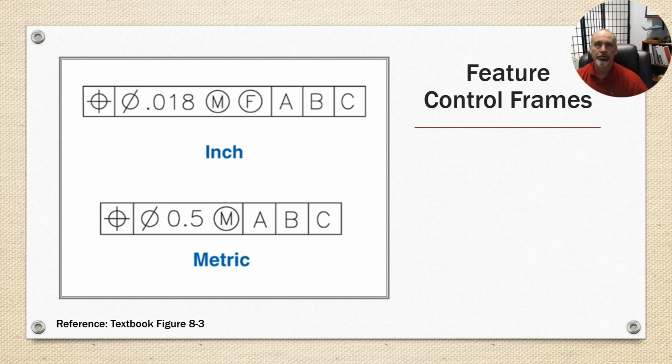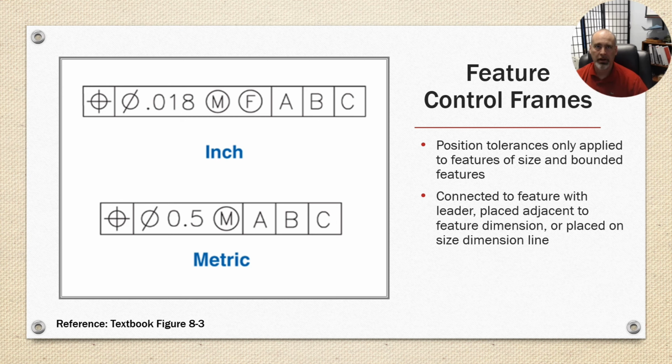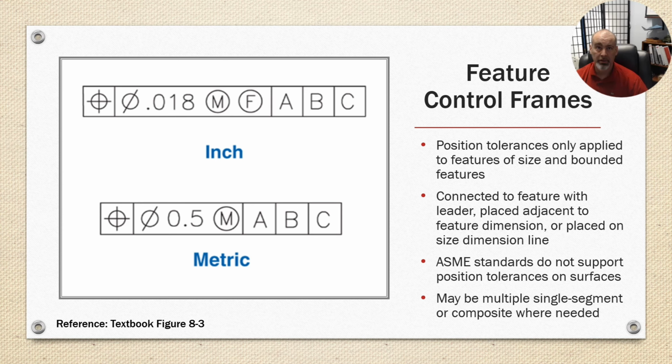Feature control frames. Position tolerance is only applied to features of size and bounded features. It is connected to the feature with a leader, placed adjacent to the feature dimension, or placed on the size dimension line. ASME standards do not support position tolerances on surfaces, and they may be multiple single-line segments or composite where needed.